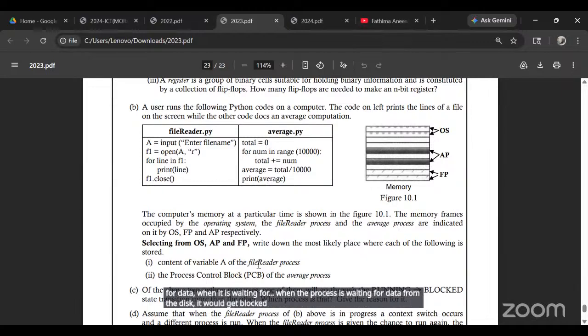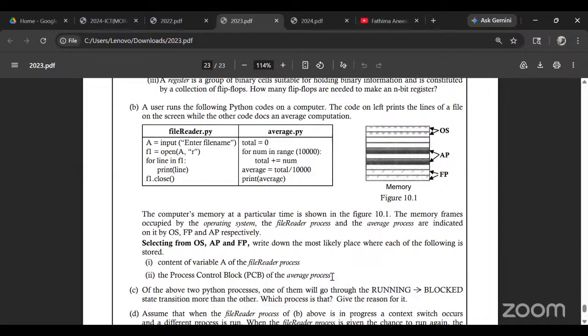So that's why it's running to ready, as there is file reading in it. Remember, just the answer. We're asking which process that is: put file reader. And they're asking to give the reason for it. Under it you can just write, as there is file reading in it. Simple. The explanation I gave was in depth, but you can write it as there is file reading in it.